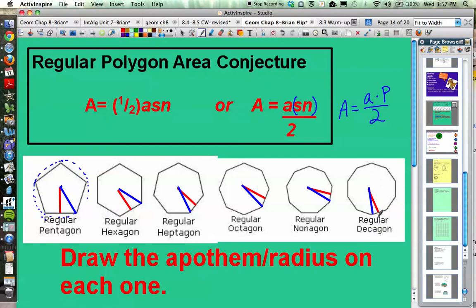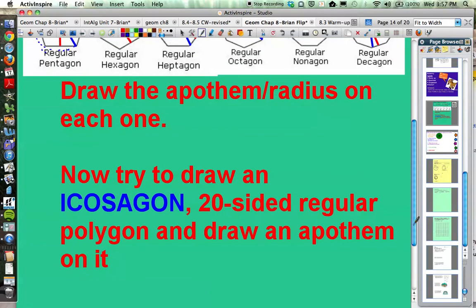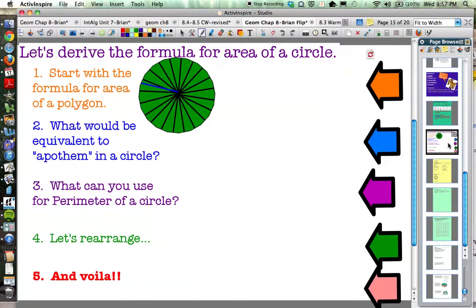So if we're already up at a decagon and the apothem and the radius are this close together, you can imagine what would be true on, say, a 20-sided regular polygon called an icosagon, or maybe a 100-sided or a 1,000-sided polygon. Those apothems and radii would basically start to overlap each other. And so the next slide here kind of shows that this is actually the 20-sided polygon, an icosagon. And it sort of looks like a circle, right? It's got 20 sides, so it's not a circle. But the more and more sides that you put on a polygon, the more and more circular it is.